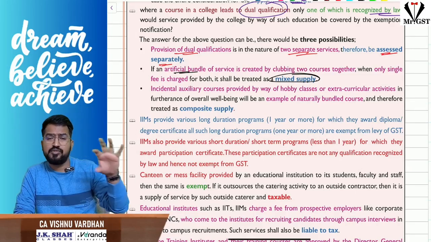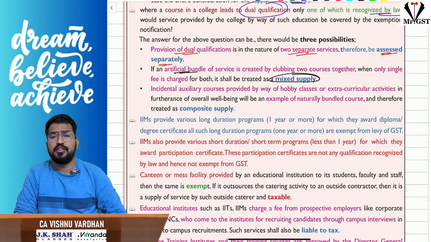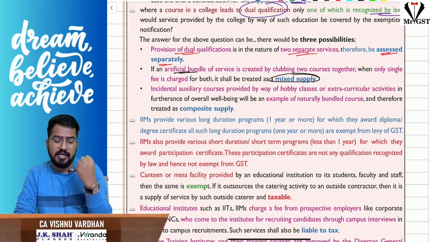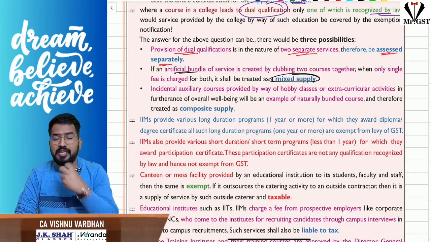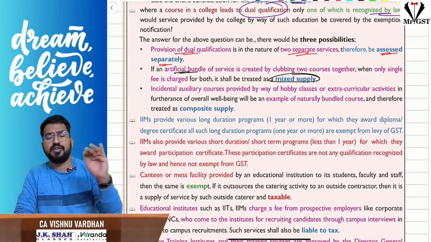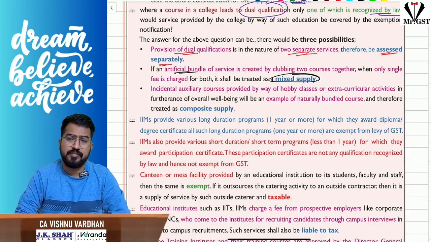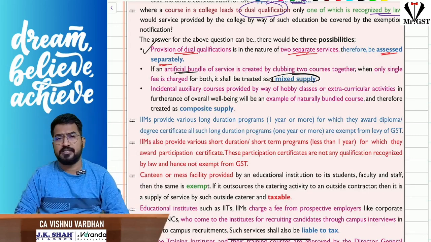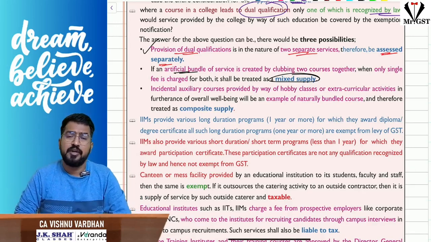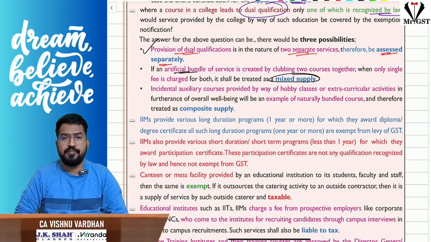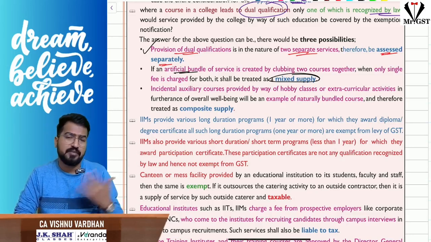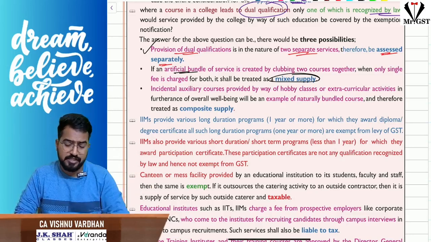For example, 10,000 you are charging for 12th and 10,000 you are charging for CA coaching. If you are charging the entire 20,000 as a bundle, and you are giving both 12th as well as CA coaching, then what is the tax treatment? If you are charging 10,000, 10,000 separately, then it will be separately assessed: 10,000 taxable, 10,000 exempt. But if you are providing it as a bundle for 20,000, it is a mixed supply. The entire 20,000 will be taxable at the highest rate.